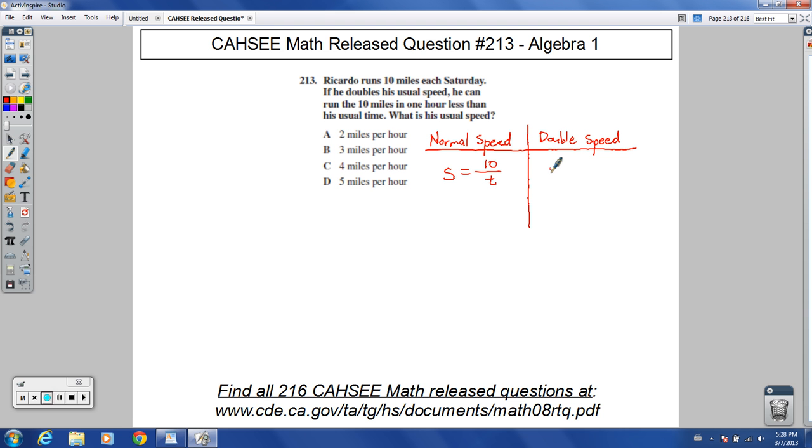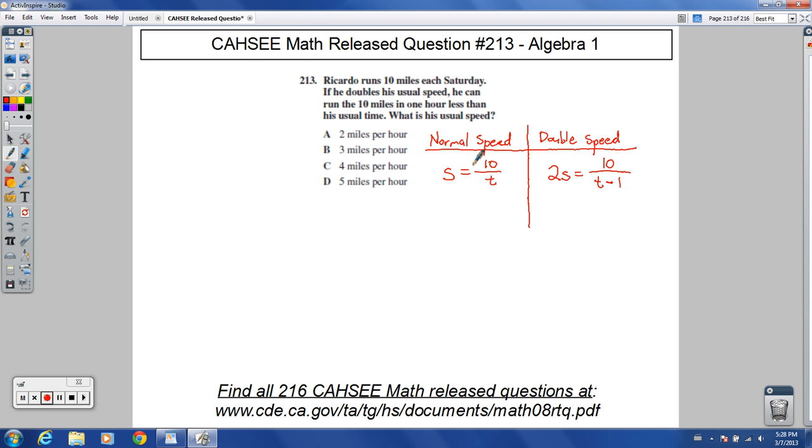But if we double his speed, so in other words 2 times s, 2s, we're still running the same amount of mileage, 10, but we're dividing it by the time, which now would be 1 hour less than his usual time. His usual time is t, so 1 hour less than that would be t minus 1. And so that becomes speed equals distance over time at double speed.